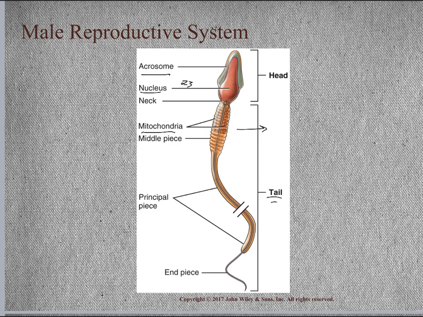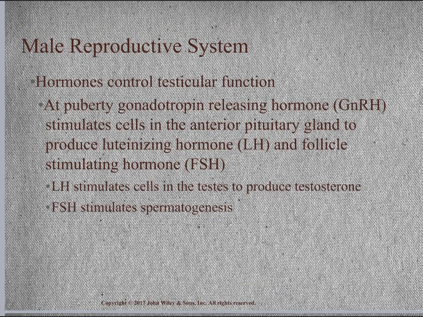Well, that's going to come in the form of sugar, and we'll see where this sugar comes from in a little bit. So here's our principal piece and our end piece that's going to whip around, allowing this to kind of swirl like this, swimming it in a forward direction. Now, we introduced and talked about some of the hormones that control spermatogenesis and control testicular function.